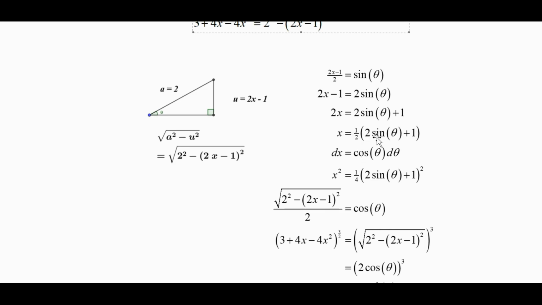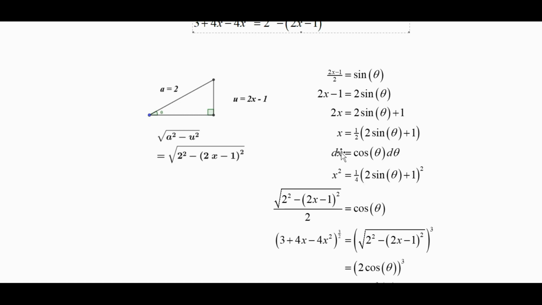We still have our 1/2. Actually, probably better to distribute the 1/2. 1/2 times 2 is 1. So it's just sine theta plus 1/2, which would be a better way of writing that. Then the derivative of sine theta is cosine theta. The derivative of the half is 0, so dx is cosine theta d theta.